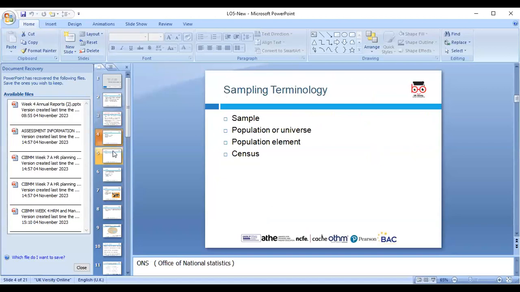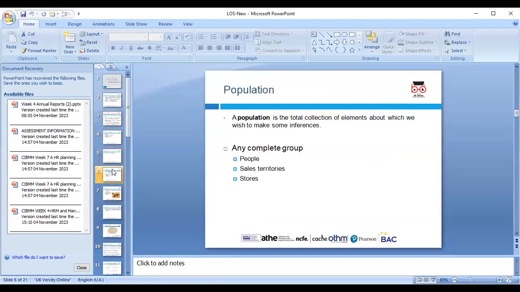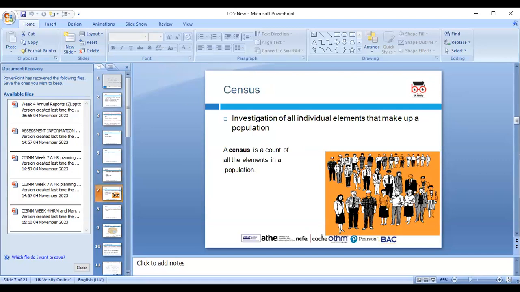Okay, guys, census means counting every single element of the population. So a subset of the large population is known as a sample. Sample is a small proportion of the total population. The population is the total collection of the elements about which they wish to make some reference. Any complete group of people, sales, territory, or store is known as a population. So this picture demonstrates the census, investigating all the individual elements that make up the population.